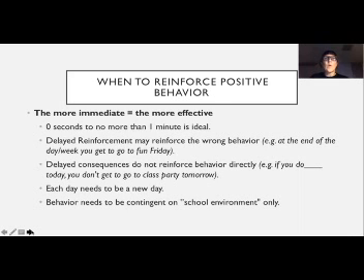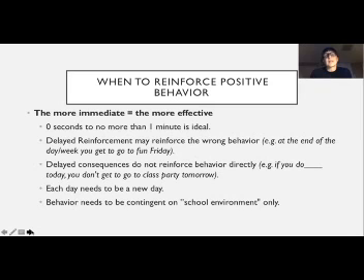So when to reinforce the positive behavior that we want to see. The more immediate, the more effective. As soon as you catch the student engaging in the appropriate behavior is when we want to reinforce. So 0 to 1 minute is the ideal. Now in a school environment, that is not always possible, but when it is, if you're working with a kid, that is a great time. So if they say, you know, can I please have a break?